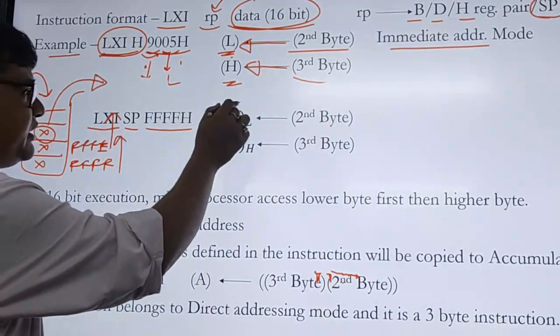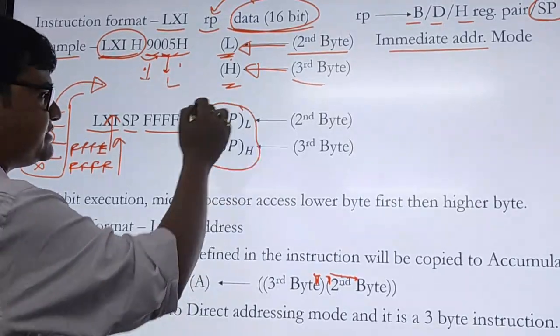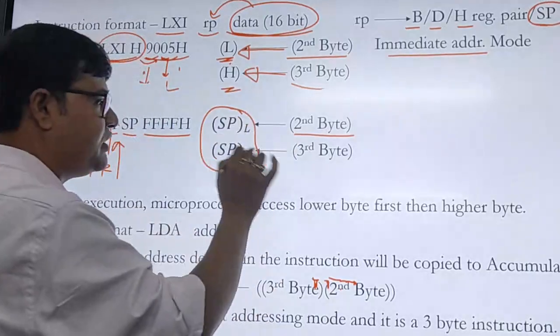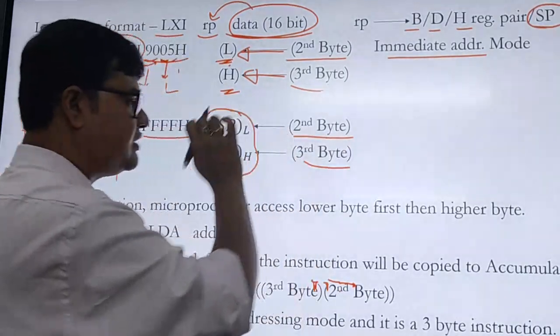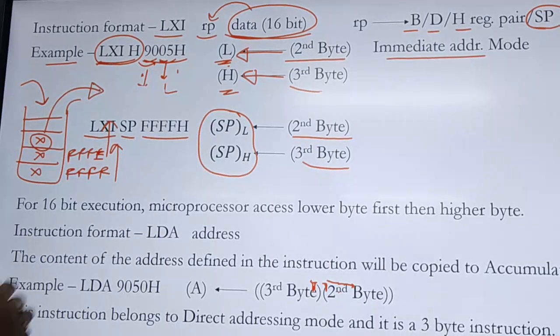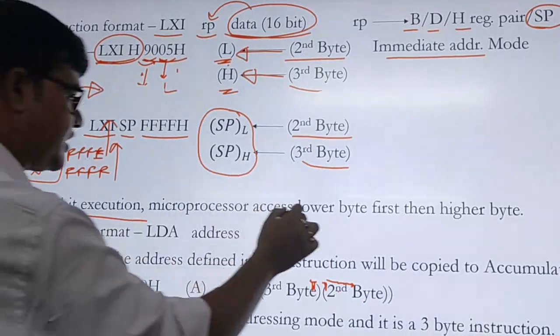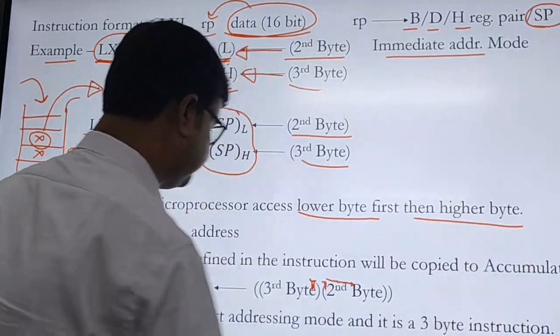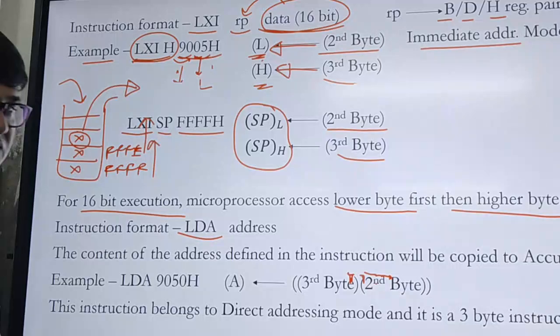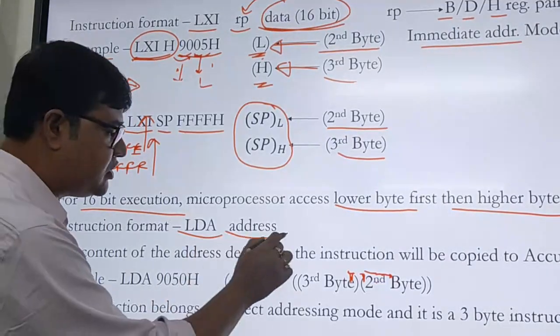Here the stack pointer can be defined as stack pointer lower byte and stack pointer higher byte, 8 and 8. The second byte will be stored into the stack pointer lower byte, and the third byte will be stored into the stack pointer higher byte. It is written here for 16-bit execution: the microprocessor accesses the lower byte first and then the higher byte. Next instruction is LDA. LD is the opcode, operational code, and the address is the operand.